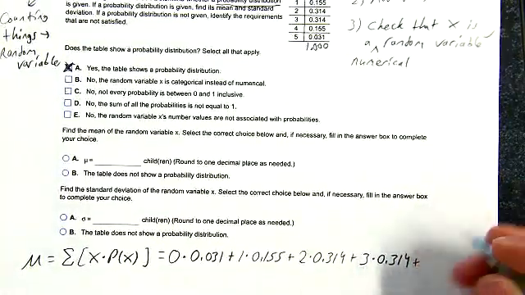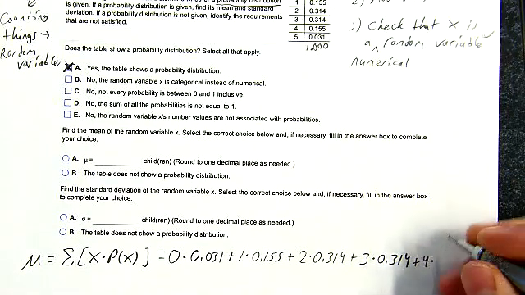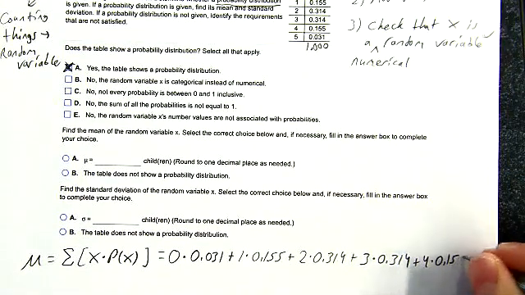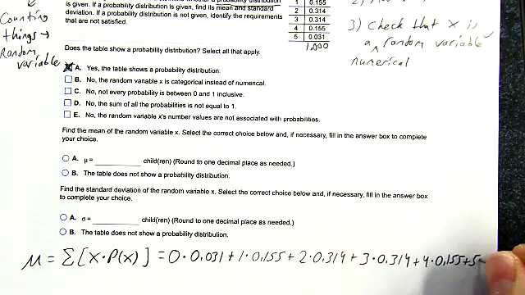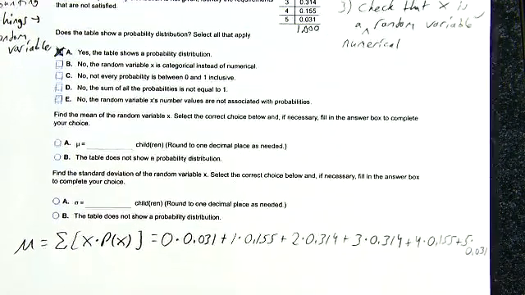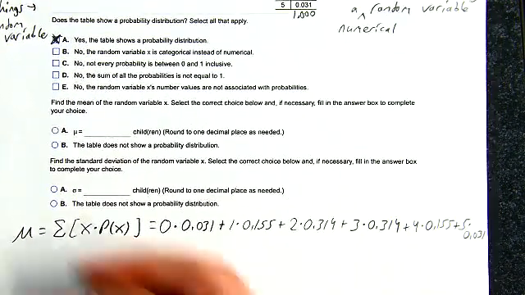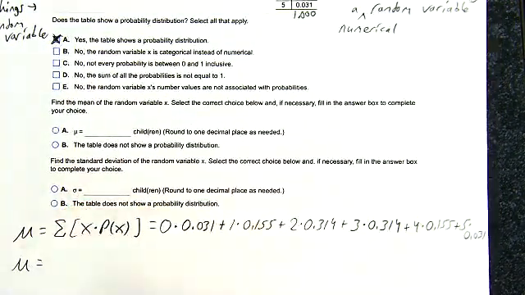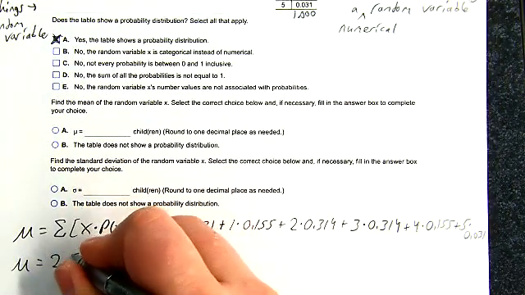Plus 4 times 0.155, and then plus 5 times 0.031. And if you do that very carefully on your calculator and add them all up, you will get mu is equal to 2.5 in this problem.